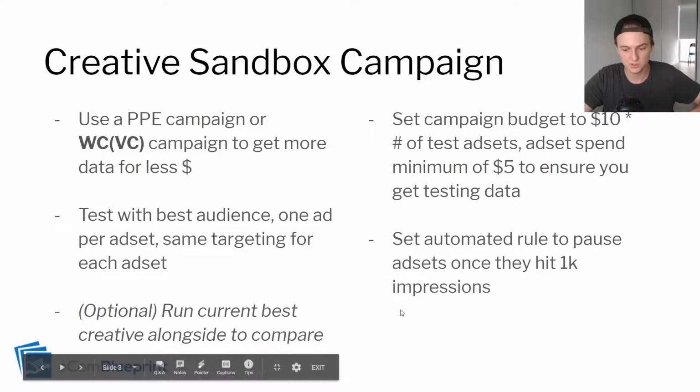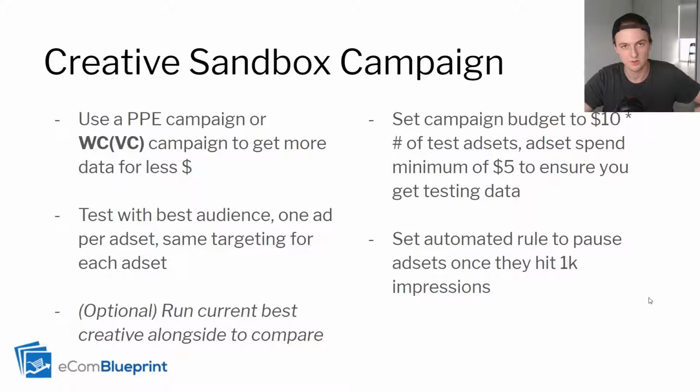And then this is also optional, but this is what I've been doing recently. I just set an automated rule to pause each ad set once it hits 1,000 impressions. And then once they all have 1,000 impressions, they're all automatically paused. And then that's when I'm going to compare the data.